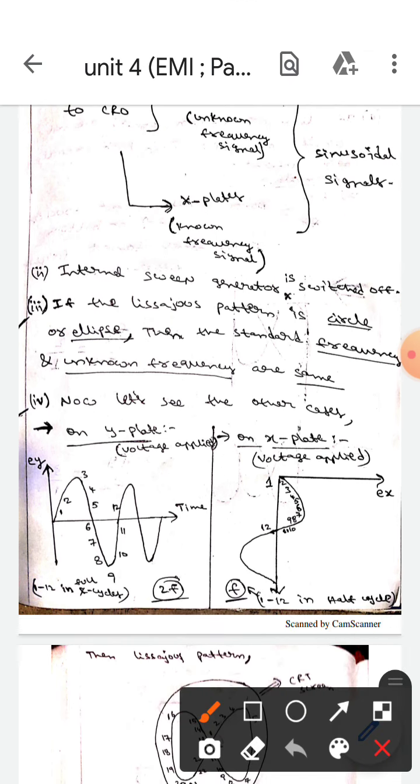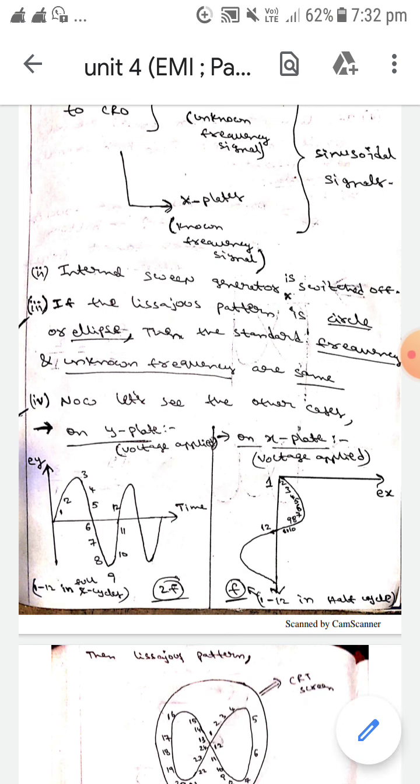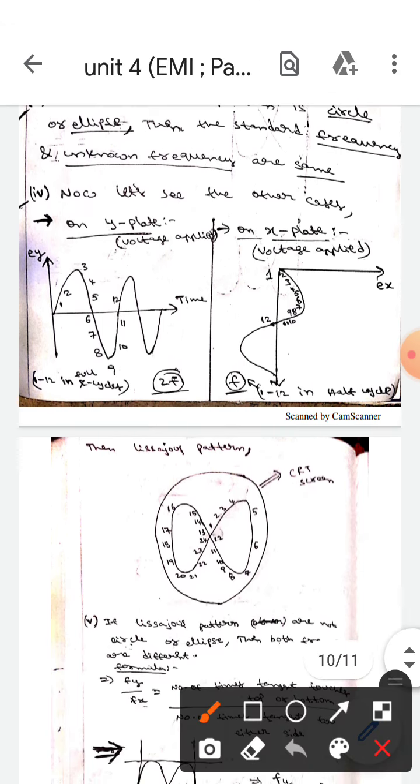Here, if the Lissajous pattern is a circle or ellipse, then the standard frequency will be equal to the unknown frequency, which means they will be in 1:1 ratio. Now let's see the other cases guys.